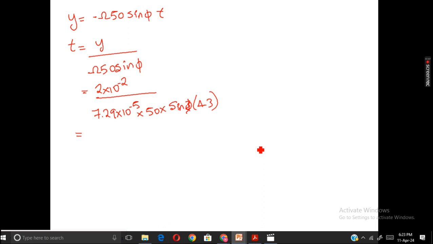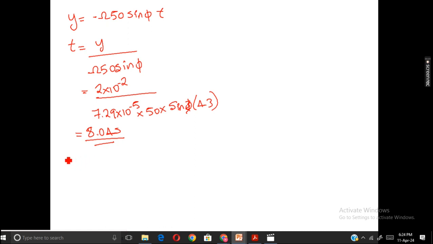So t is 2 into 10 raised to minus 2 divided by 7.29 into 10 raised to minus 5 into 50 into sine of 43. It will give you a value of 8.04 seconds. This is the value of t. Now we know what is t.